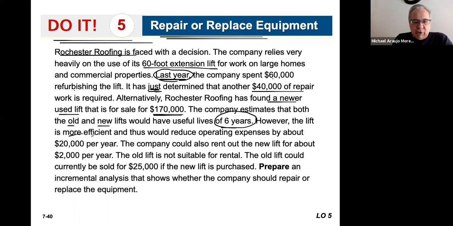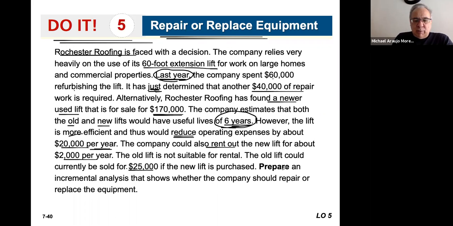So the new lift is more efficient and thus would reduce operating costs by about $20,000 per year. So the new lift is less costly on the expense side. That's per year, and they're going to have it for 6 years. The company can also rent out the new lift for about $2,000 a year. The old lift is not suitable for rental. The old lift could be sold for $25,000 if they bought the new lift.